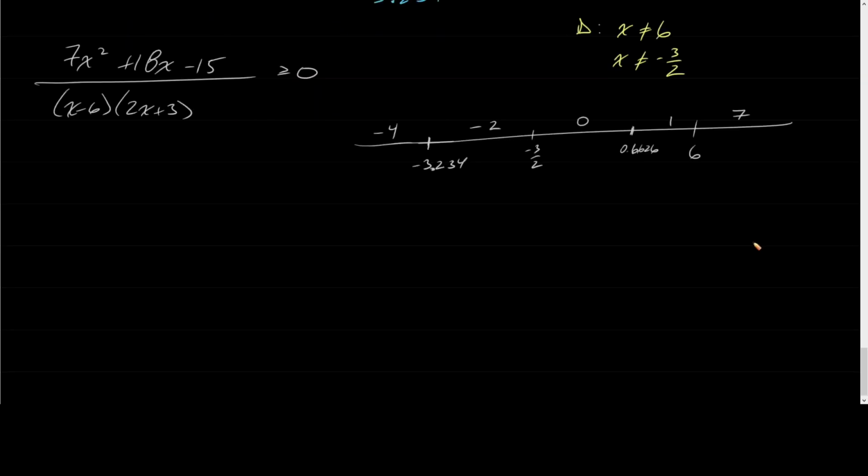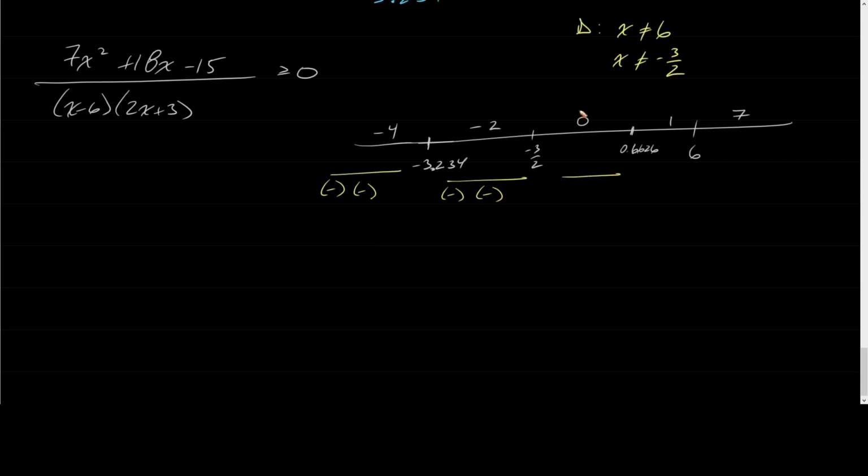All right. Now, let's do the easy stuff first. Testing in the denominator, because on top we're going to have to do a little bit of work. So plug in negative 4. Negative 4 minus 6, that's negative. 2 times negative 4 is negative 8. Negative 8 plus 3, that's negative. All right. Plug in negative 2. Negative 2 minus 6, negative. 2 times negative 2 is negative 4. Negative 4 plus 3, also negative.